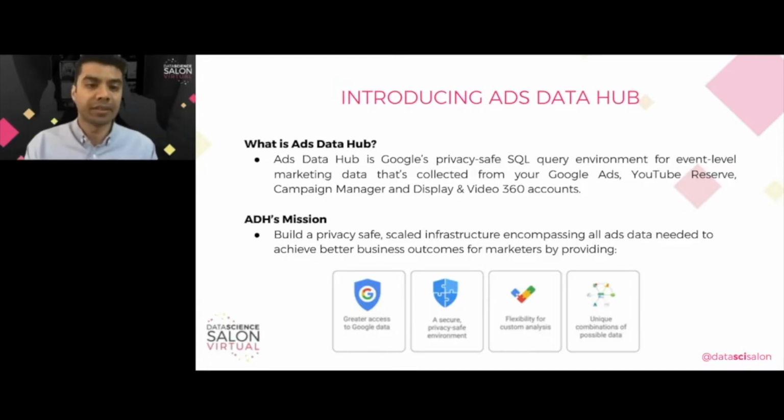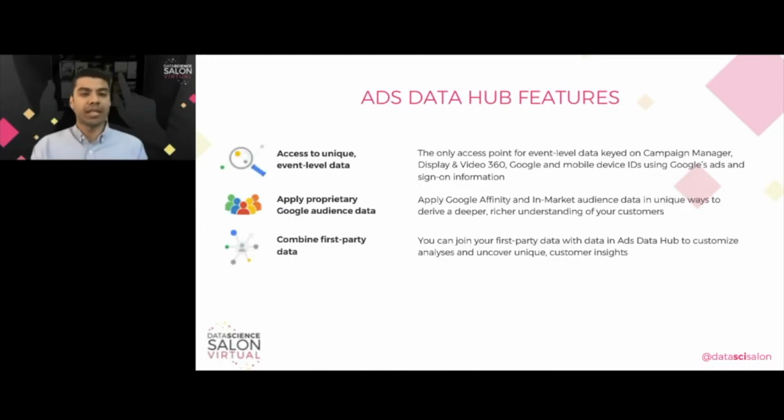Yes, Ads Data Hub features access to unique event-level data. As I highlighted, it provides us log-level data for our advertising platforms, native Google Marketing Platform log-level data. And also allows us to work on Google affinity and in-market audiences and build optimizations and aggregate analyses for a deeper, richer understanding of your users or customers. It allows us to also work on our first-party data. It could be CRM data. It could be offline conversions. And we get to uncover the insights by joining on our first-party IDs as well.